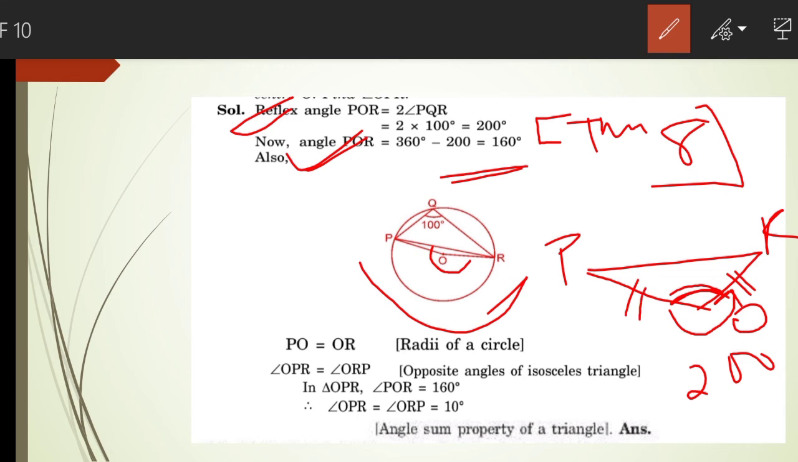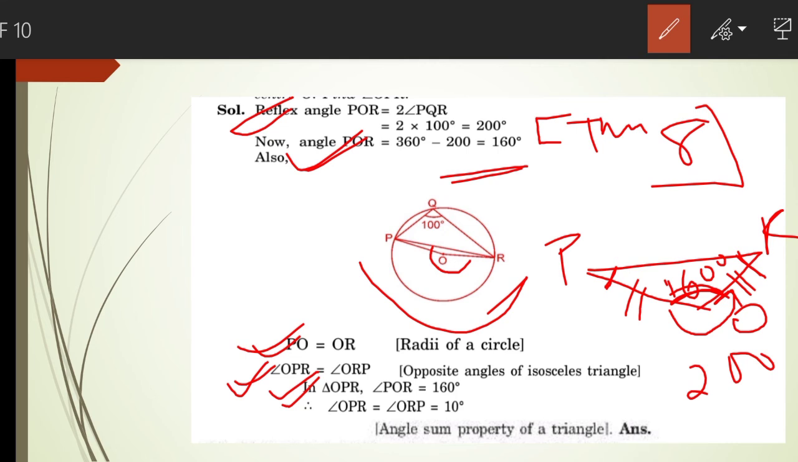Since they are radii, we can say that the base angles are equal. So we got angle O as 160, and angle P and angle R are equal. The reasoning is PO is equal to OR as radii, so angle P and angle R are equal as opposite angles of an isosceles triangle, or we can say the base angles of an isosceles triangle. So in this triangle we have angle POR as 160.